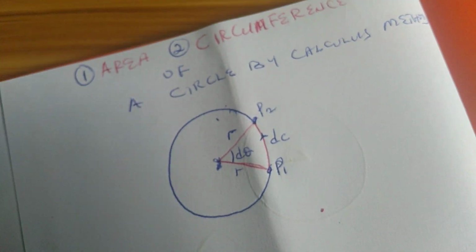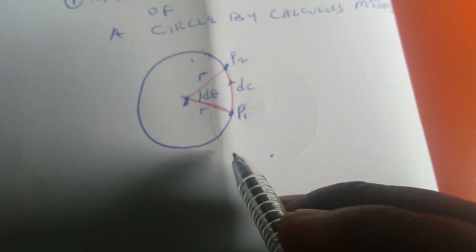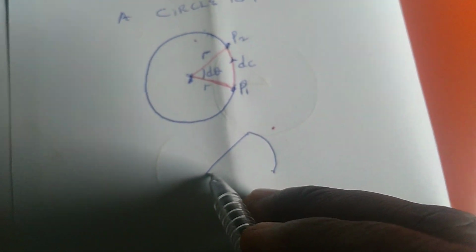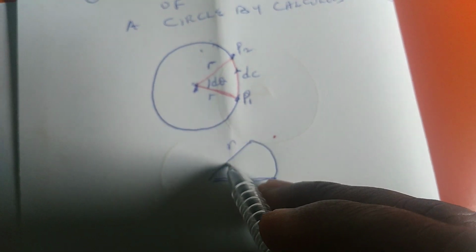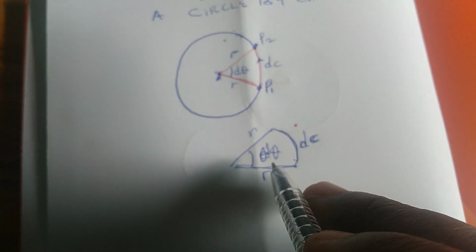Now, if we bring this portion of the circle out, we can have something like this. That's a sector of a circle. This is the infinitesimal portion of the circumference. That's the arc. So we have the dθ. That's the angle subtended at the center.